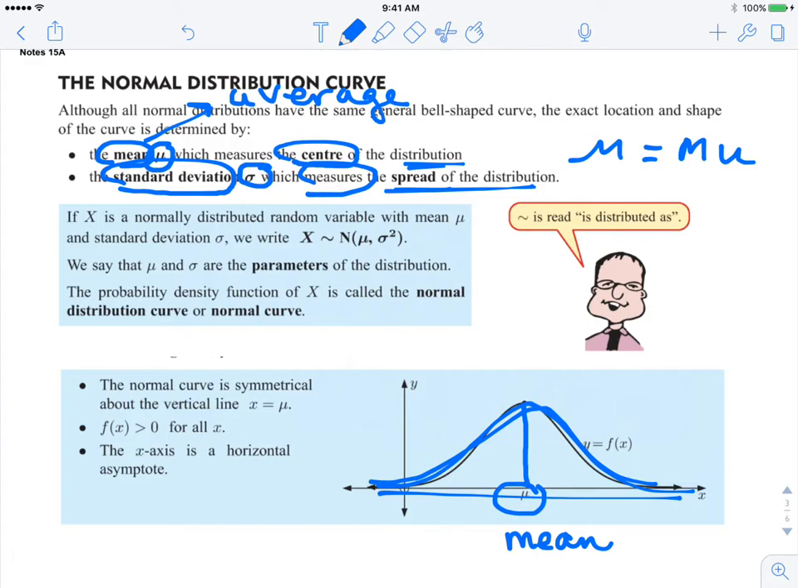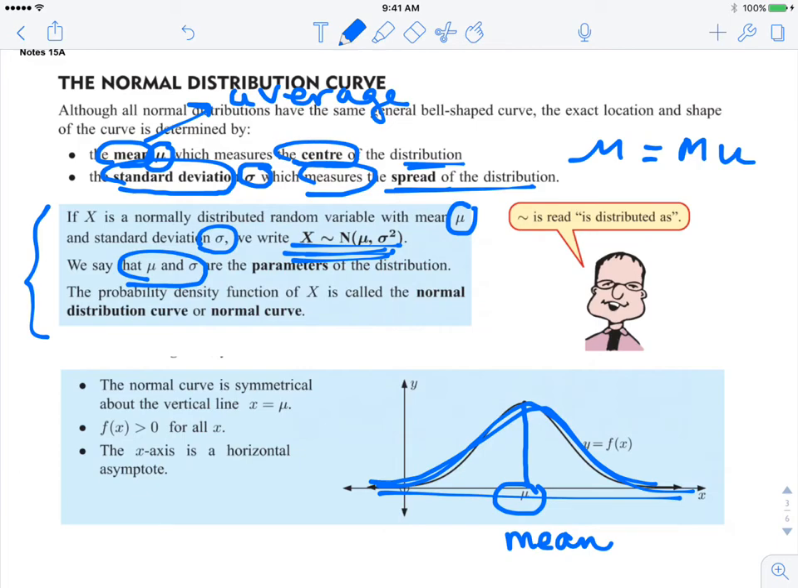So in this blue box, if x is a normally distributed random variable with a mean of mu and a standard deviation of sigma, this is the notation that we use. So these are the two parameters. This is your mean and your standard deviation.